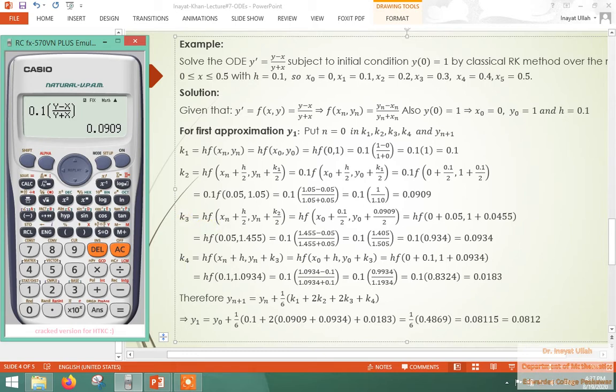So for k3, x naught is 0, h is 0.1, y naught is 1, and k2 is b. This is a and this is b. So instead of b, we will be replacing k2, and k2 is this thing. Whenever you press equal sign, asking you about x, which is 0. Asking you about a, where a is h, and h is 0.1. Asking you about y, y is the same y naught, which is 1, and asking you about b, and b in this case is k2. So replace k2 by 0.0909. Whenever you press equal sign, it will give you x, which is 0.05.